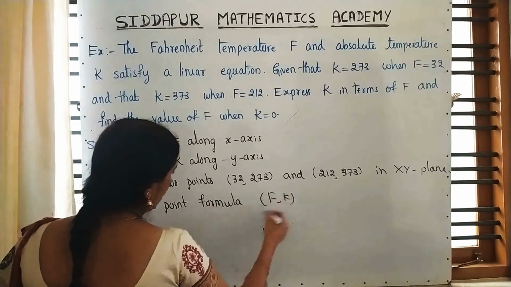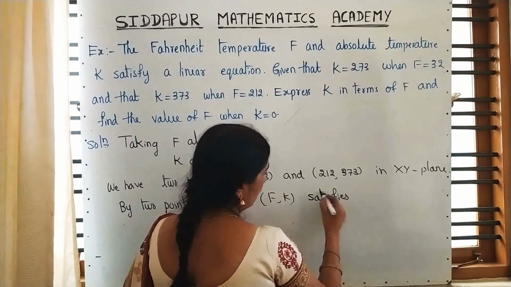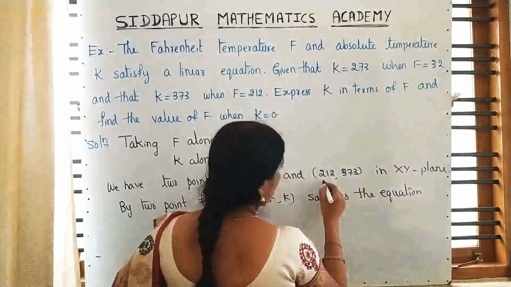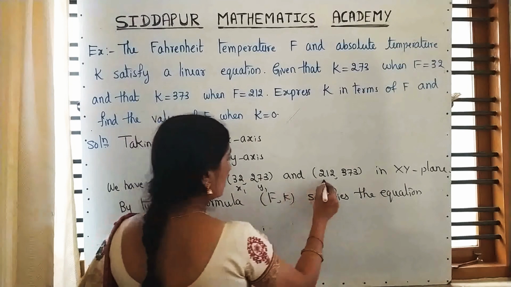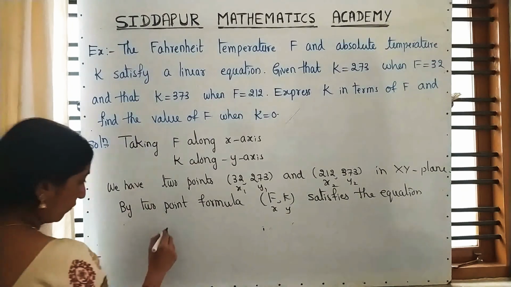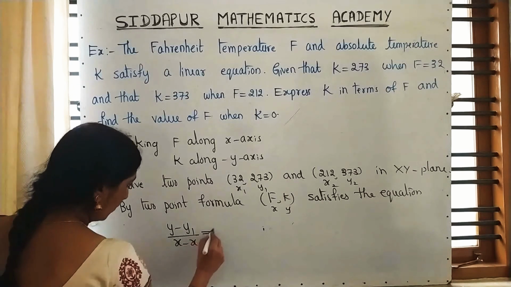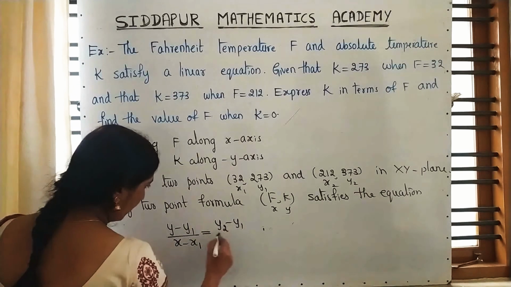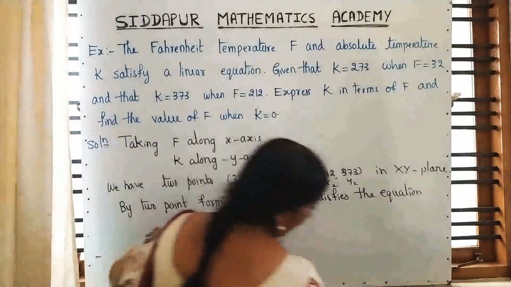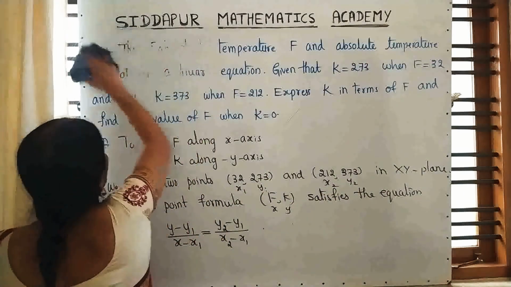F and K satisfy the equation. First I will write the formula. This is x1 y1, this is x2 y2 and this is x and y. First I will write the original formula. y minus y1 upon x minus x1 is equal to y2 minus y1 upon x2 minus x1. Just substitute those values. For your information, I wrote all those values below. Now write down those values.